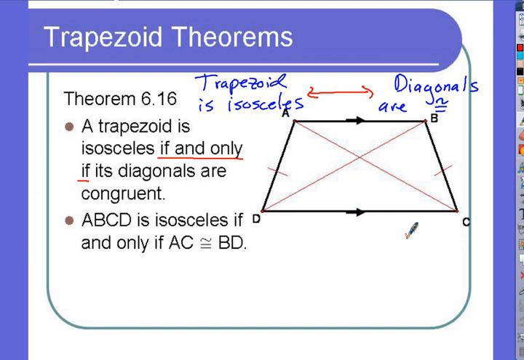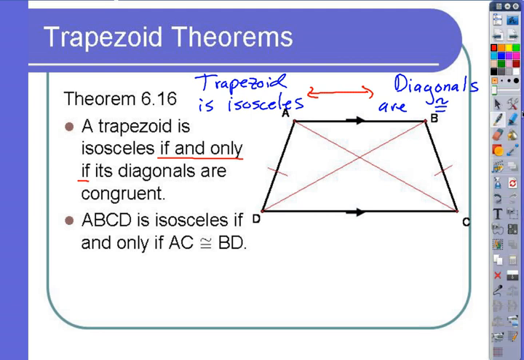Meaning when I see if and only if, I could start with either one of these two statements and end with the other one. In other words, I could say, if the trapezoid is isosceles, then the diagonals are congruent. Or I could say, if the diagonals are congruent, then the trapezoid is isosceles. If and only if could go either way. Okay? Questions on that? Does that make sense? Okay.